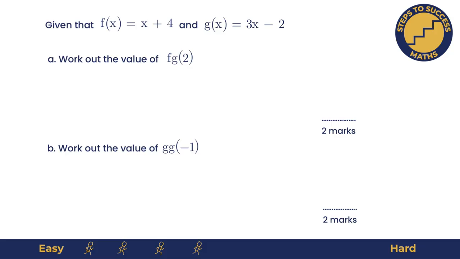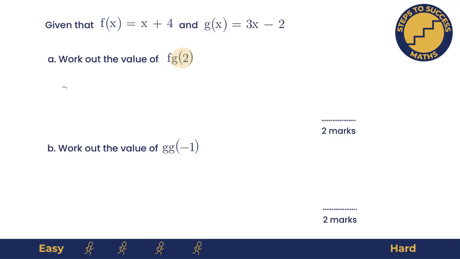Given that f of x is x plus 4 and g of x is 3x minus 2, work out the value of fg of 2. So, when you have to evaluate a composite function, that's when you've got a function of a function. So here we've got f of g, fg of 2. We start with the one closest to the bracket. So you start with g because it's next to the bracket.